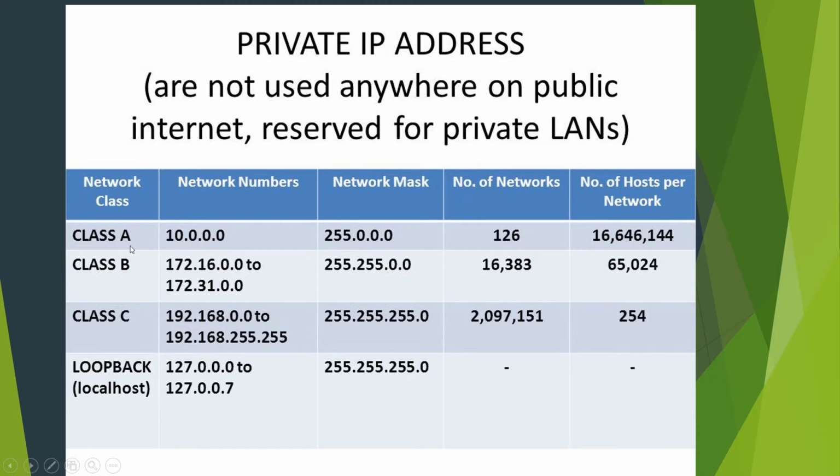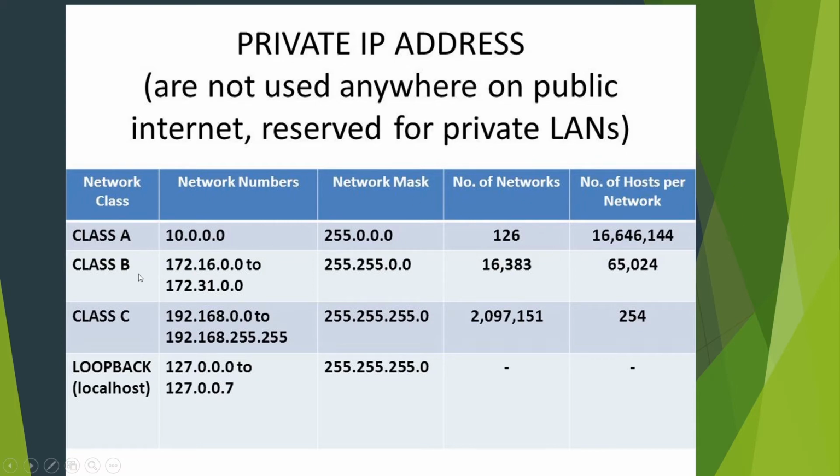And class A IP address range is from 1 to 127, right? And 10.0.0.0 is the private IP range for class A, and the default subnet mask is 255.0.0.0. The number of networks we can create is 126, and the number of hosts per network is this many. We will look at how we got this number in the next slide.